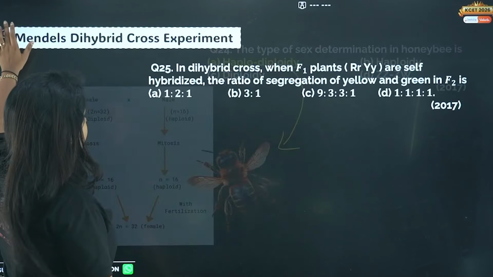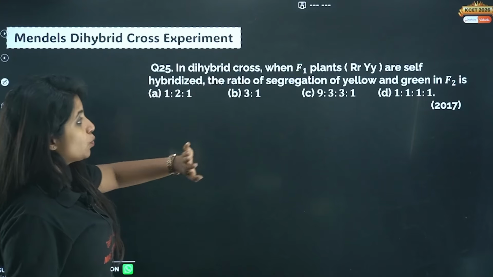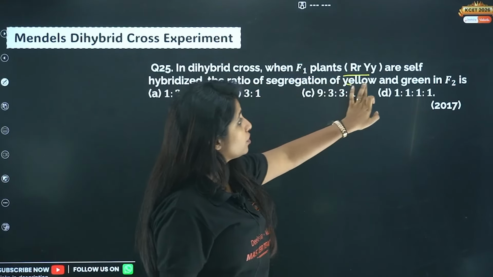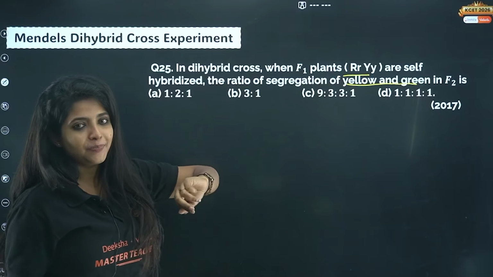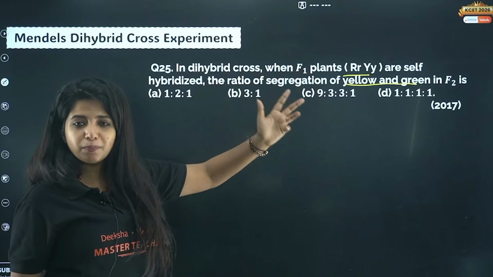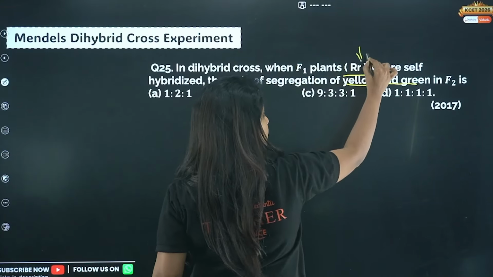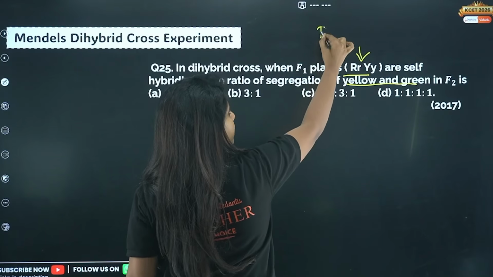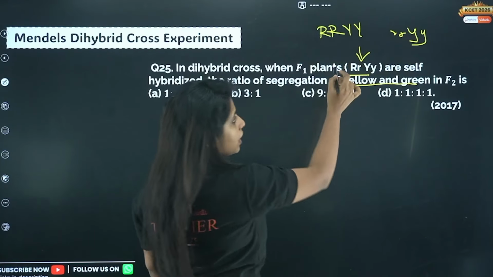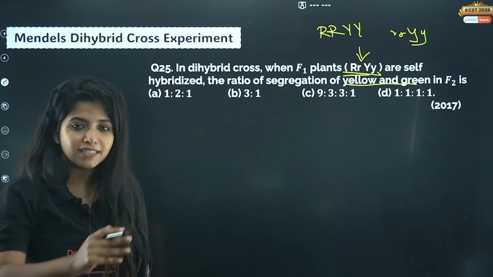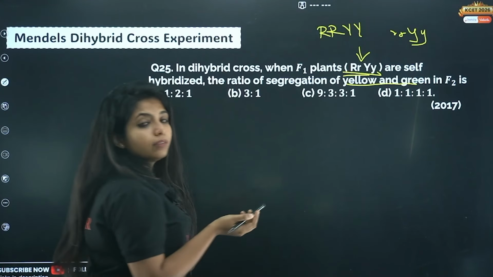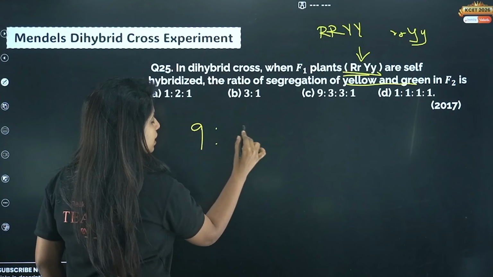Now in a dihybrid cross, when F1 plants like this are self-hybridized, what is the ratio of segregation of yellow and green in F2? So F1 plants like this are self-hybridized. That means if you got F1 plants like this, their parents might have been like this. Agreed? They were like this, then only you got something like this. It is there in your NCERT itself. Now what is the segregation of yellow and green? Same thing as we did.